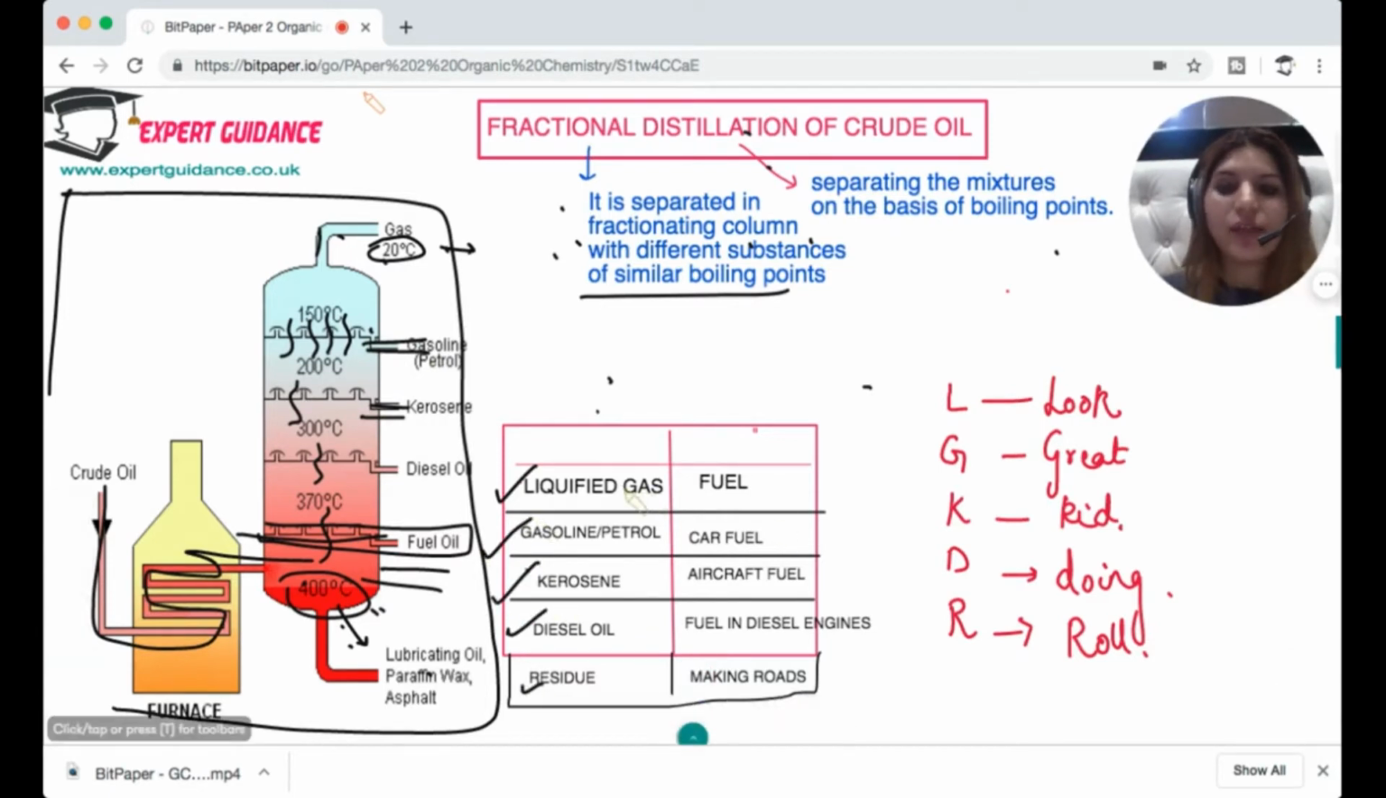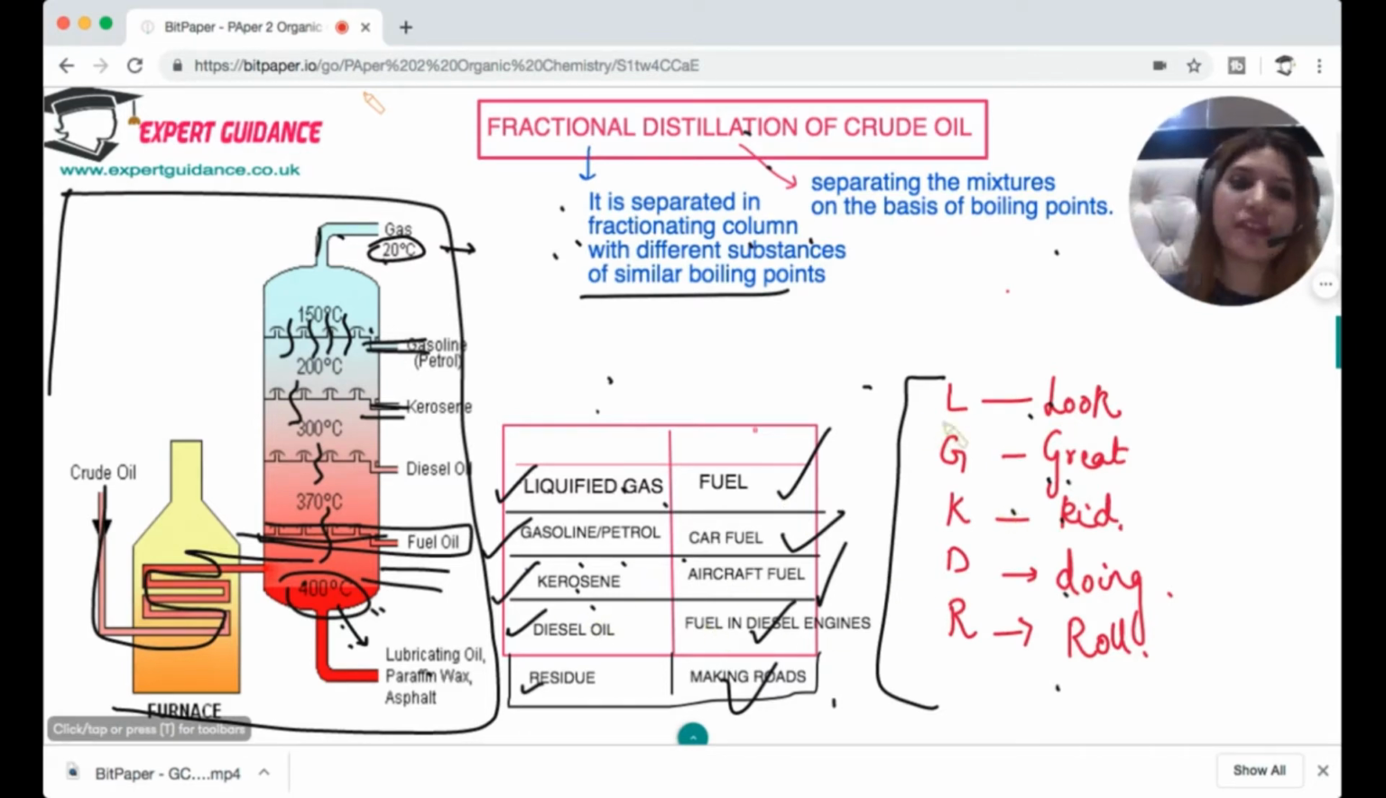The liquefied gas is used as a fuel. Gasoline or petrol is used for car fuels. Kerosene is used for aircraft fuels. The diesel oil is used in diesel engines, and residue is used for making roads. The mnemonic to remember that is, Look Great, Kid Doing Roll. So L stands for liquefied gas, G stands for gasoline, K stands for kerosene, D stands for diesel oil, and R stands for residue.